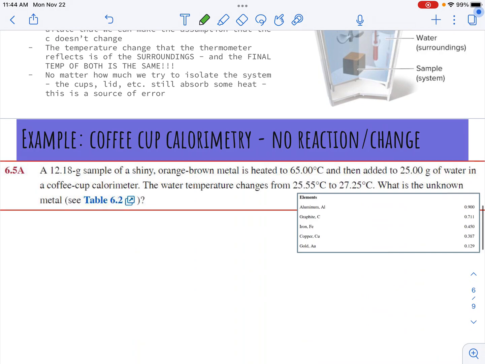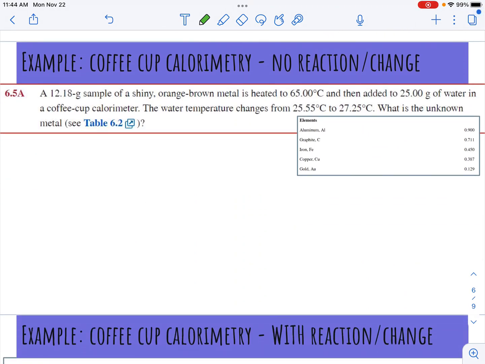So let's do an example quick so that we can see what's happening here. We have a fairly straightforward example here with no reaction or change in our calorimeter, and then I'll do another one where there is a reaction, a change in the calorimeter, so that we can see how that works. In this first one, we're just going to take a metal and heat it up and drop it into cold water and see how much the temperature of the water changes, so that we can identify who the metal is. We're going to identify it from the specific heat capacity.